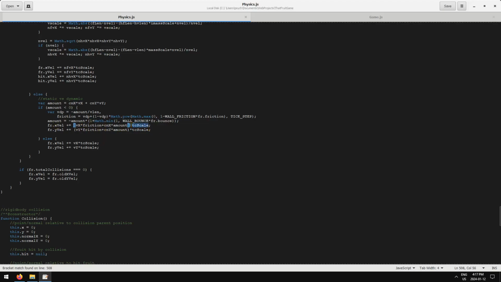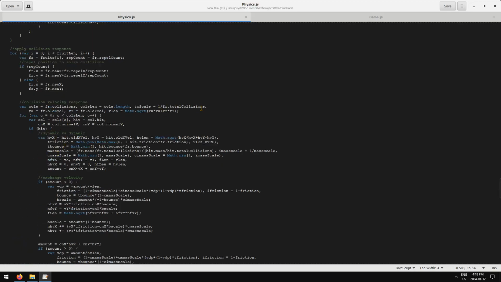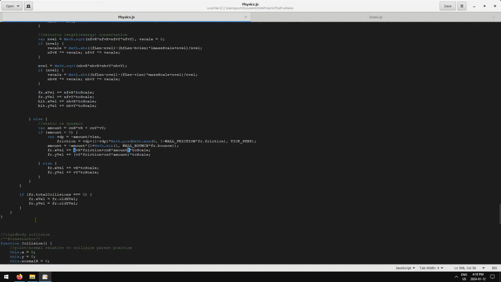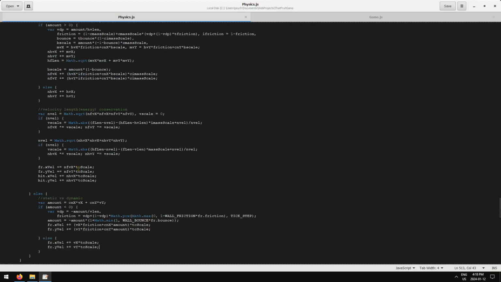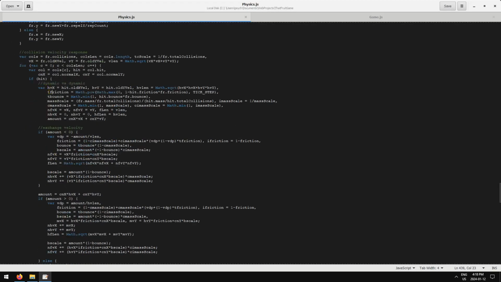So then we multiply all of these velocities by TC scale, which is our 1 divided by total collisions, because just to make it simple, I'm just averaging all of the calculated velocities, and that's how we'll get our end velocity. There are technically some more complicated ways of calculating this that are more accurate, but for the sake of this physics engine, I'm happy with this and it works good enough. So now the actual complicated dynamic versus dynamic.